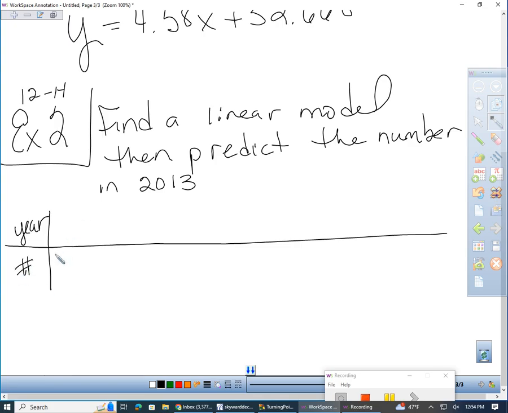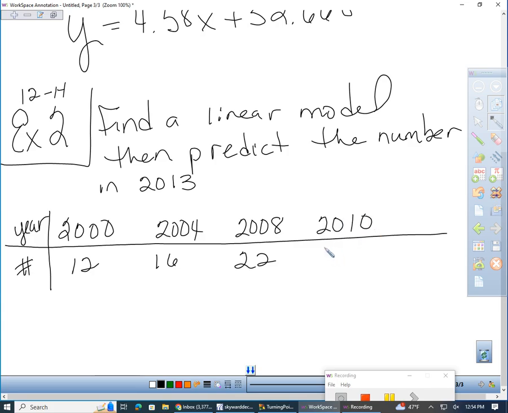Before you start putting it in, there's something I need to talk to you about. Let's say in 2000 we have 12. You can write this down, that's fine. But before you put it in your calculator, I want to say something. Let's say in 2004 we have 16, in 2008 let's do 22, and in 2010 let's do 30. Okay?